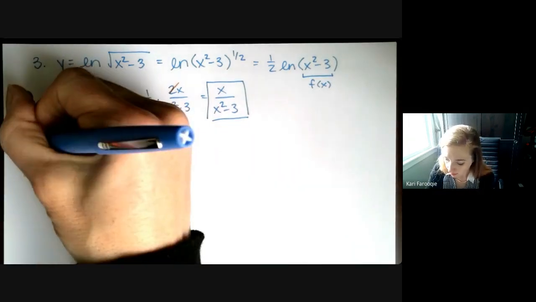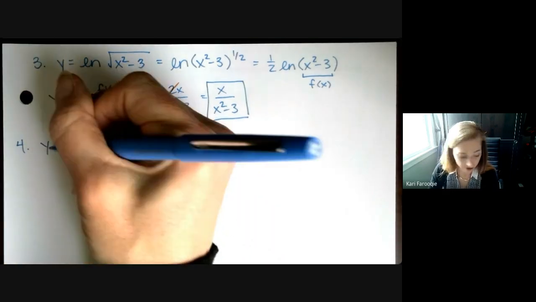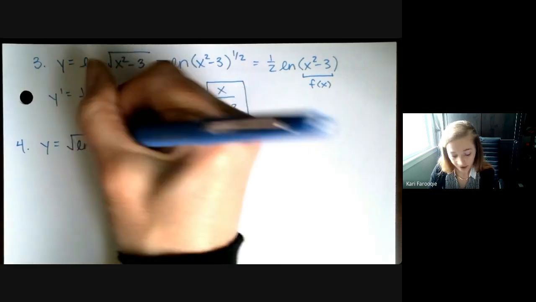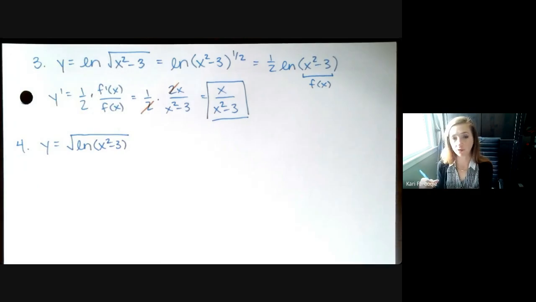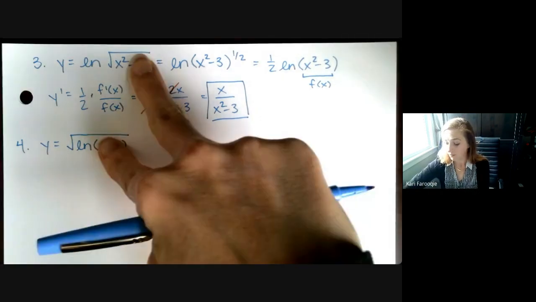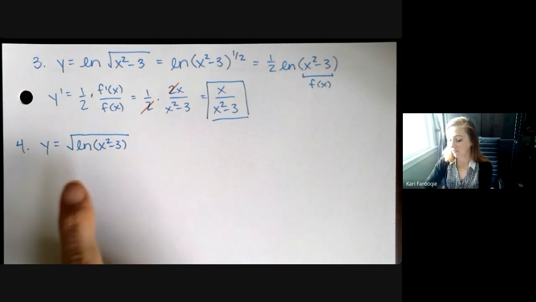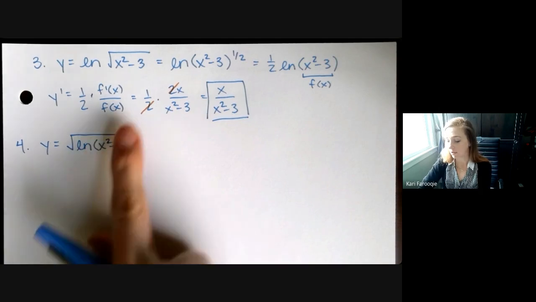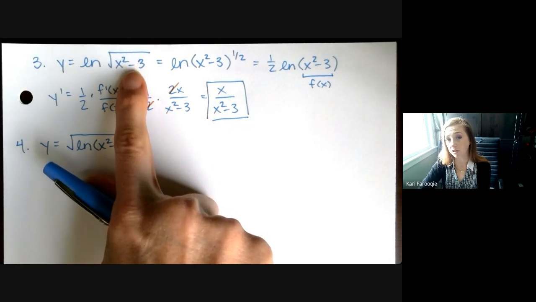Number 4, now this one's similar, and there's a reason that you're being given this example now. This one is the square root of the natural log of x squared minus 3. Notice how similar these two look, but not the same. In this example, the square root is being applied to the natural log. In example 3, the square root is not being applied to the natural log, it's being applied to the quantity inside the natural log.